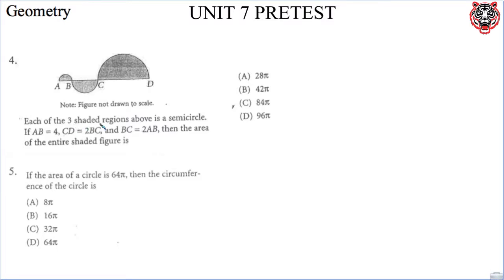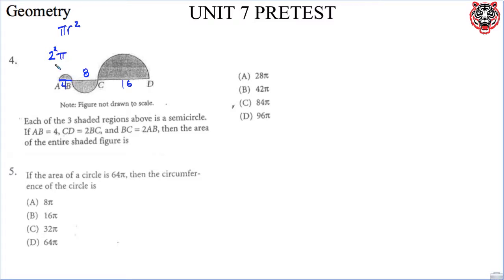Number 4. So we have AB equal to 4. This entire distance here is 4. And it says that BC is twice AB, so this entire length is 8. And then CD is twice of this, so that is 16. All right, and we're looking for area. So area is pi r squared. And we don't have the radius here, we have a diameter. So the radius here is 2. So this one is going to be 2 squared times pi.